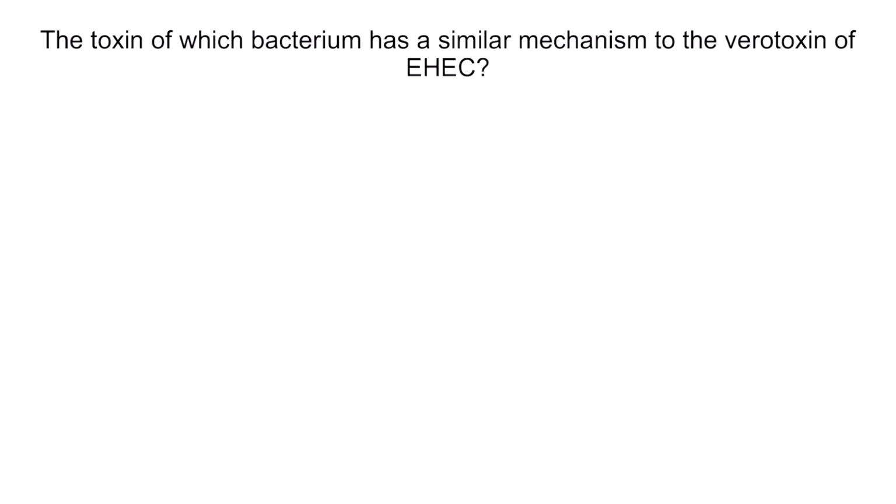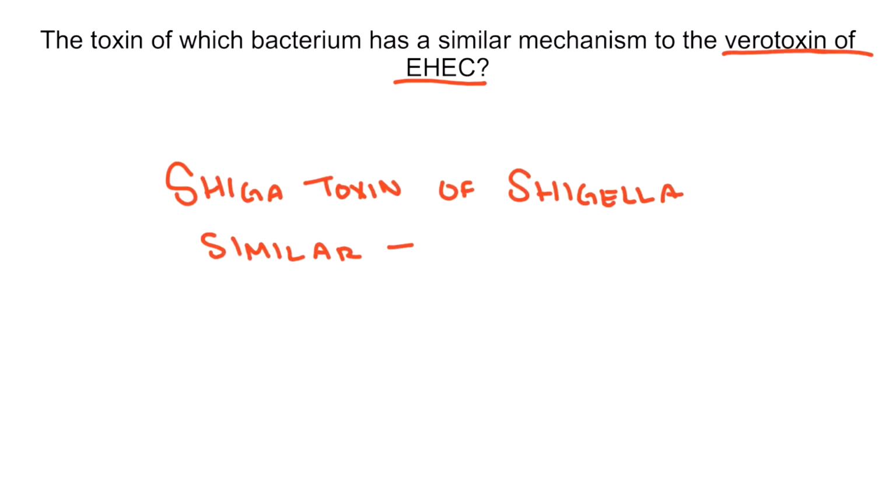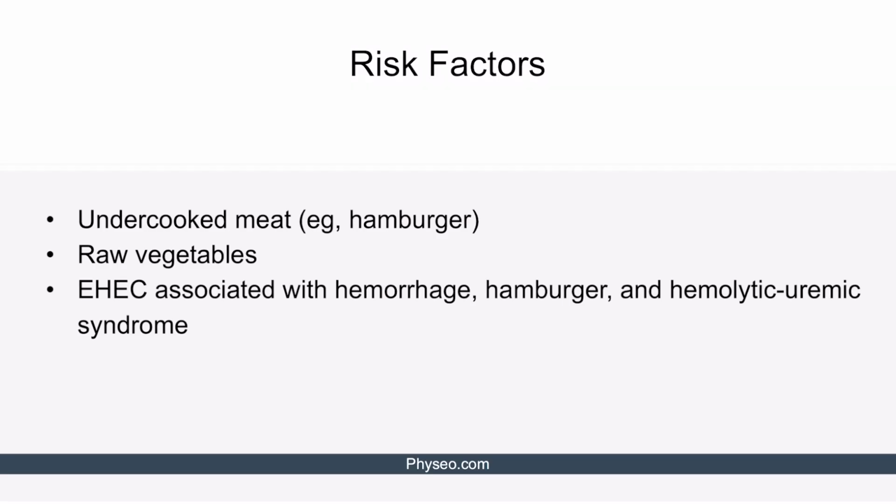Okay, as we discussed on the previous slide, the verotoxin of EHEC works in a very similar way to the Shiga toxin of Shigella. So it inhibits the 60S ribosomal subunit, and there's decreased protein synthesis in the human cells. EHEC is most commonly transmitted via undercooked meat, such as raw beef in a hamburger. It can also be transmitted via raw vegetables.